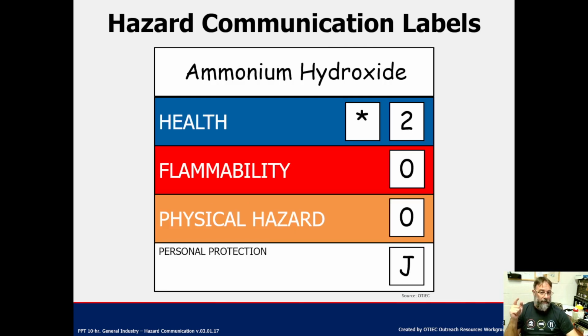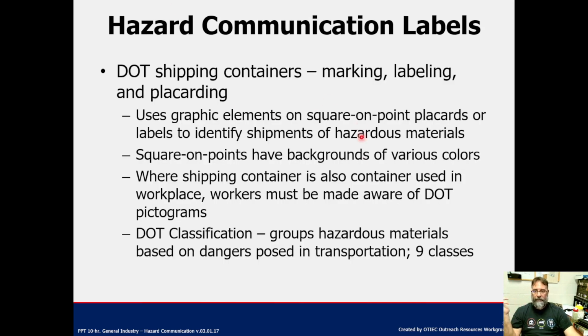So in this example here, this particular product is considered ammonium hydroxide. Health hazard, it's a chronic hazard, moderate hazard that may cause temporary or minor injury. Material will not burn. It's normally stable. And then J, PPE includes goggles, gloves, apron, dust, and vapor respirators. This is all the notes on the slide if you were to pull the slide up. And the last thing, the DOT shipping labels, graphic elements, where the container is also used, DOT classification.